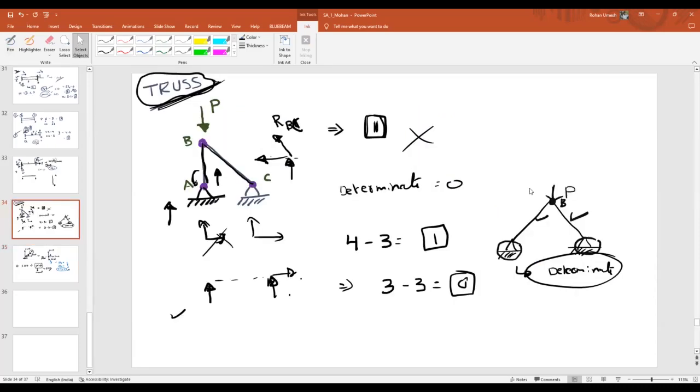Yes, sir. Sir, if there is a horizontal load at point B, then will it become a frame, sir? If there is some horizontal load at point B, let us say this is 10 kilonewton, isn't it? Yes, sir. Now tell me, look at the supports.